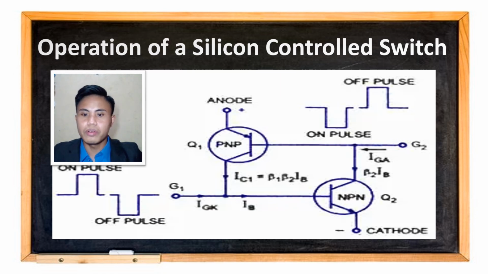Similarly, a positive pulse at the cathode gate G1 can switch the device on. Since only small currents are involved, the SCS may be switched off by an appropriate polarity pulse at one of the gates. At the cathode gate, a negative pulse is required for switching off, while at the anode gate, a positive pulse is needed.